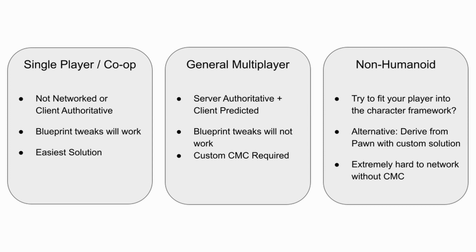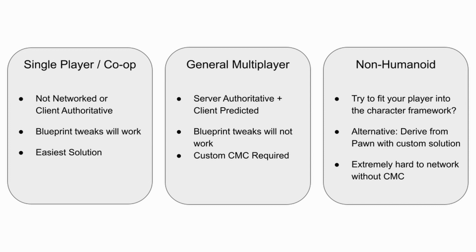If your game has a non-humanoid player, such as a tank or a bird, or your character is physics-based, then you're in a tricky spot. If you make an offline game, I would probably say that you can get away with not using the CMC, or even the character at all. You could just derive your player from the Pawn class and make your own movement solution.